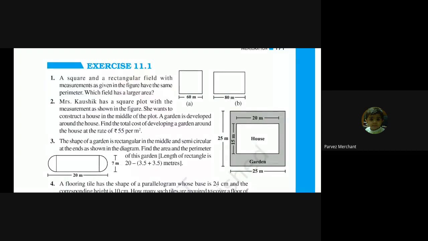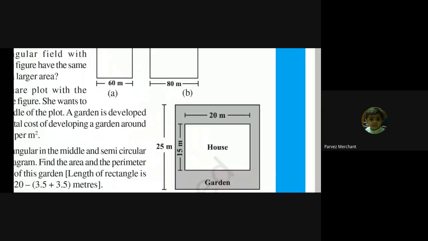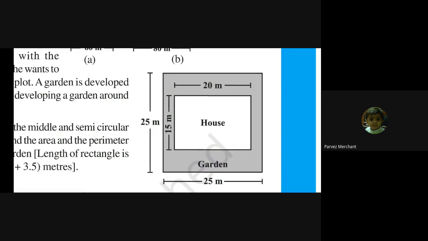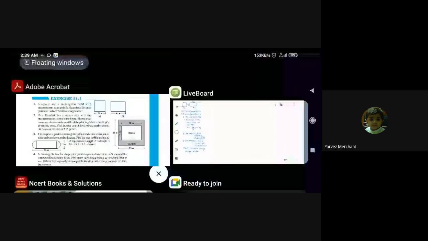Now you can see it is the house project of Mrs. Kaushik, right? You can see in this plot, in the middle, the house is constructed, right? And around the house, we have to develop a garden. So we have to find the cost of the garden. How can we find it? Please see here on the live board. I am explaining it to you.